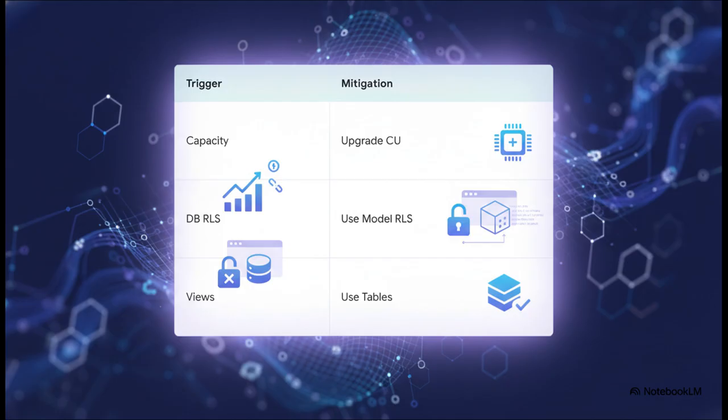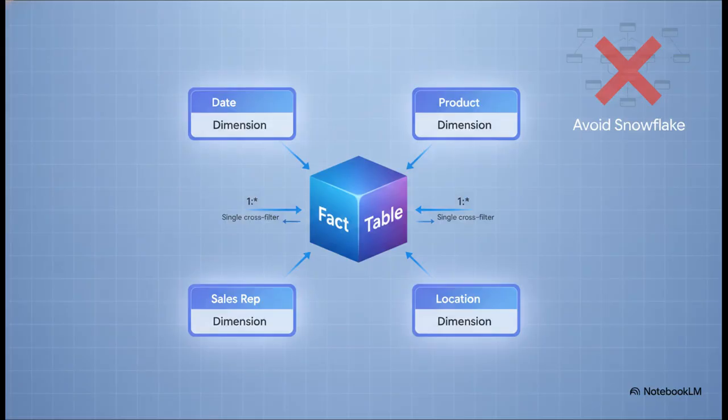But honestly, the most common trap is security. If you define row-level security or object-level security at the database level, like in the warehouse or SQL endpoint, Direct Lake literally cannot read the files. You absolutely must define RLS and OLS directly inside the Power BI semantic model using DAX if you want to keep things fast.